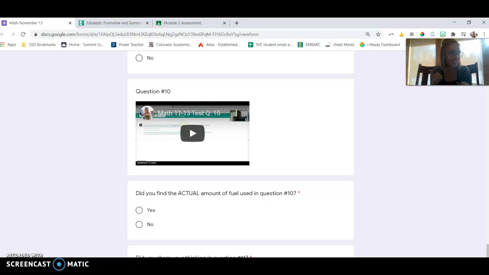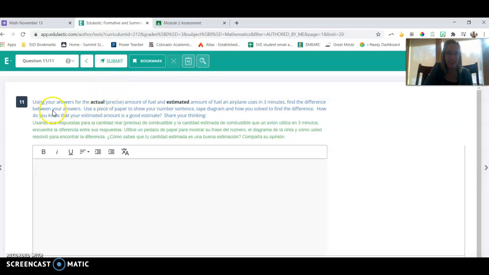The last question. Okay, did you find the actual amount of fuel used in question number 10? Yes or no? And question number 11, using your answers for the actual or precise amount of fuel and estimated amount of fuel an airplane uses in 3 minutes, find the difference between your answers. Use a piece of paper to show your number sentence, tape diagram, and how you solved to find the difference. How do you know that your estimated amount is a good estimate?